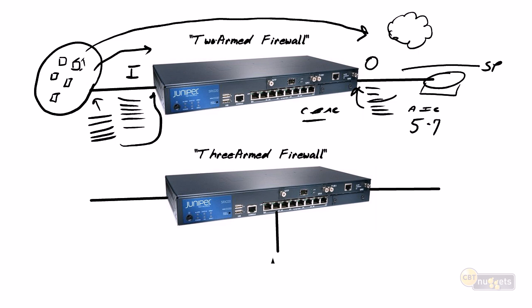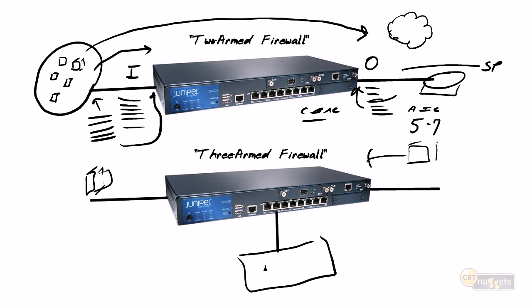Now, the three-armed firewall simply meant, look, we don't want to have any servers on the inside hosting services for users on the outside. We don't have to open up a hole like we did in our two-armed firewall to give users out here on the wild, wild internet access to a server here. Okay, that's too dangerous. So we'll stick all of our servers out here in a zone called the DMZ.